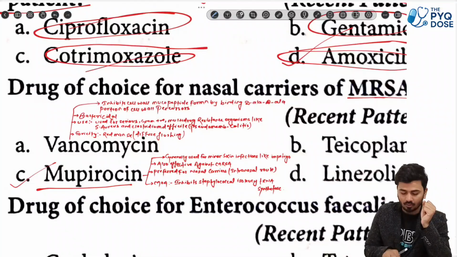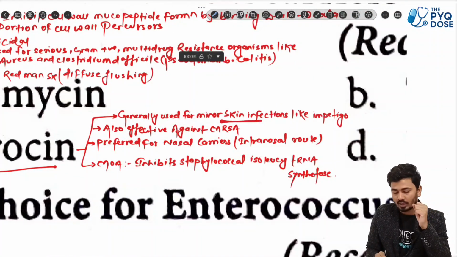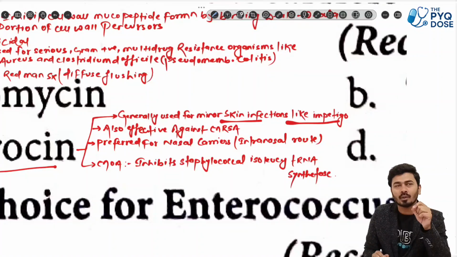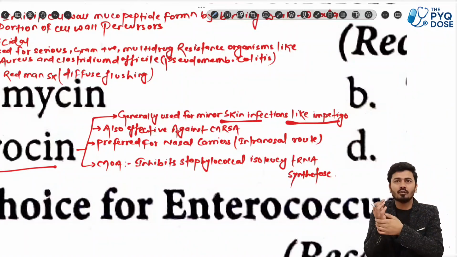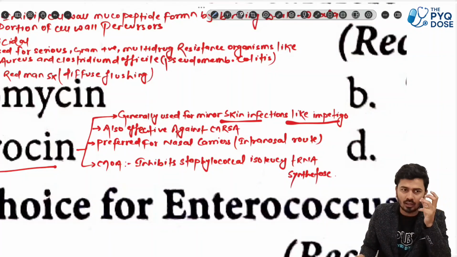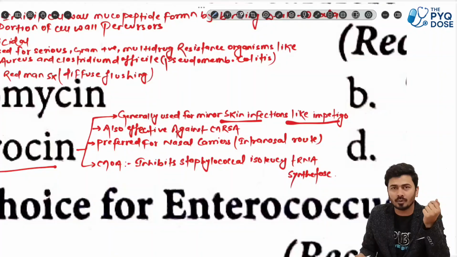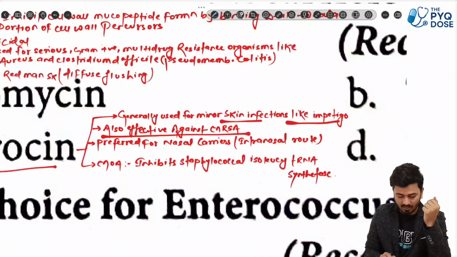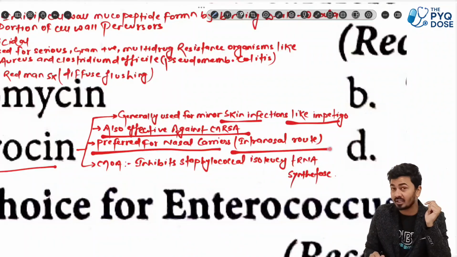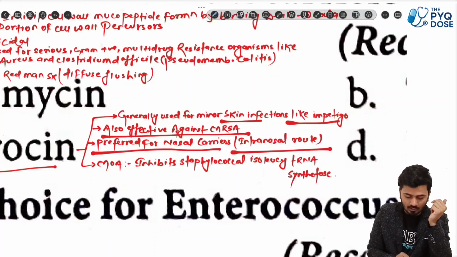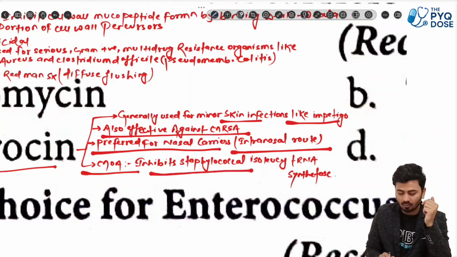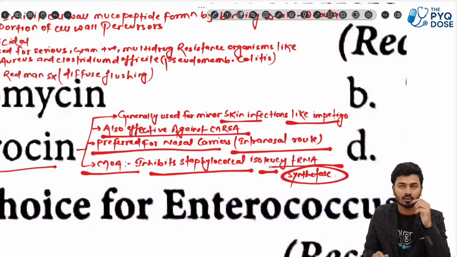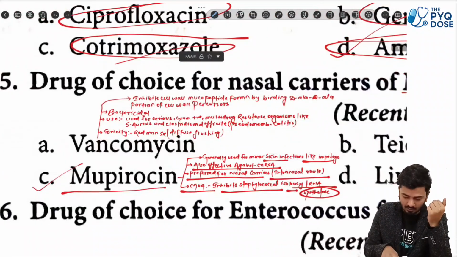Mupirocin is generally used for minor skin infections like impetigo, and for different types of skin infections, like if there is itching. If we go to a chemist, he will simply give you a mupirocin ointment. So mupirocin is generally used for minor skin infections like impetigo, and is also effective against MRSA. It is preferred for nasal carriers, that is the intranasal route. From the intranasal route you can give this drug, and that's why it is preferred for nasal carriers of MRSA. Mechanism of action for this drug is that it inhibits staphylococcal isoleucine tRNA synthetase. This can be asked in further examinations.